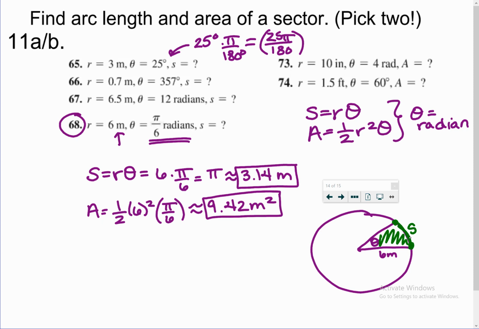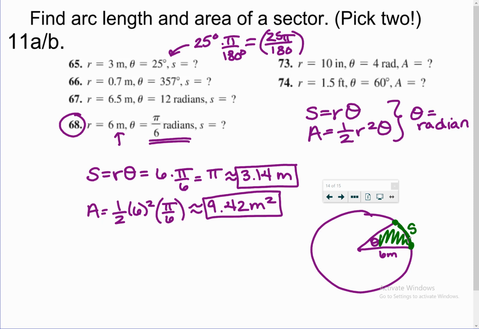What's the difference between problems 65 through 68 and 73? They have A equals. It only asks for one or the other, but if we had picked one of those, I would have made you solve for both anyway. You're going to have to solve for both. In all of them, you're given the same two pieces of information. You're given r and you're given theta.